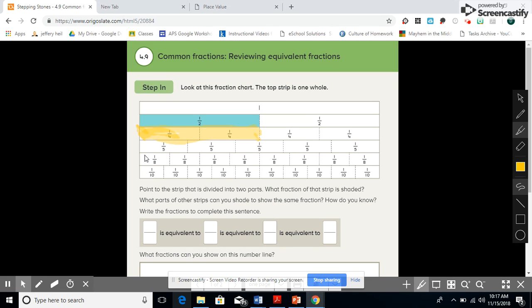But if we go down to 1/8, you can see that if I highlight 4 of these, the same amount of area is colored in blue as is colored in yellow up here and blue in there. So 4/8 is equivalent to 2/4 and 1/2. I can do the same on 1/10.